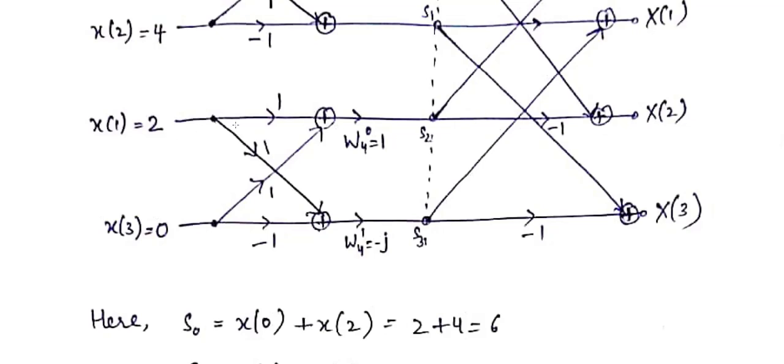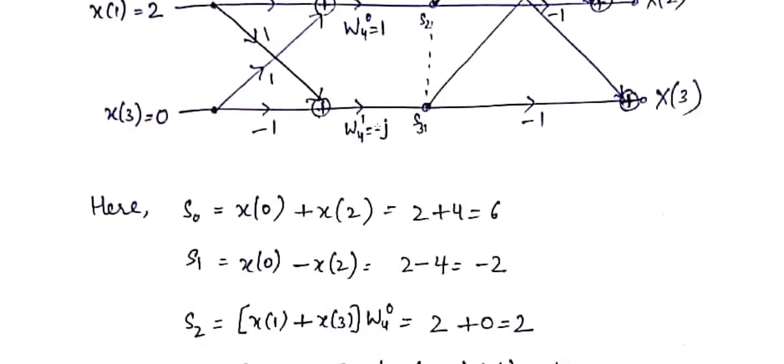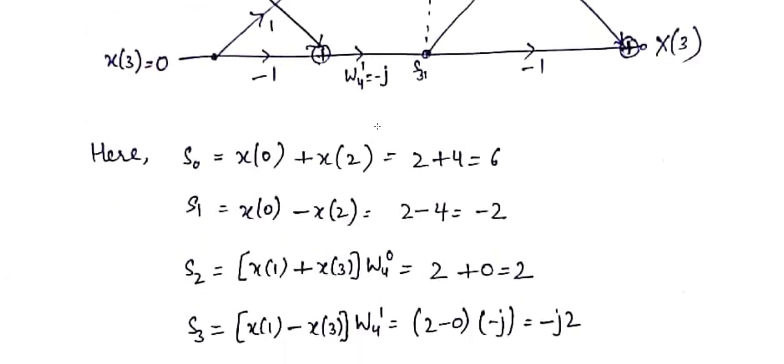So what will be S2? It will be x1, which is coming from here, and then x3 is coming from here, it is adding, and then it is multiplying with W4 0. That means after addition you have to multiply with W4 0, and that will be equal to S2, and similarly S3. So from that we are calculating these 4 values, S0, S1, S2 and S3.